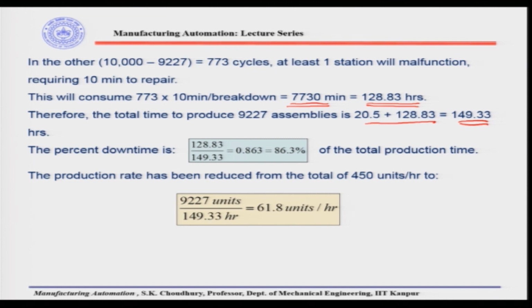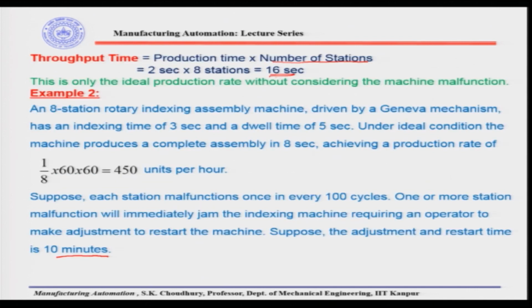Just imagine we are talking about one breakdown per 100 cycles. The production rate has been reduced from the total of 450 units per hour. Why are we talking about 450 units? We have already said that. Here we have 450 units per hour. This is the ideal one. If machine breakdown did not happen, then we would have produced 450 units per hour.